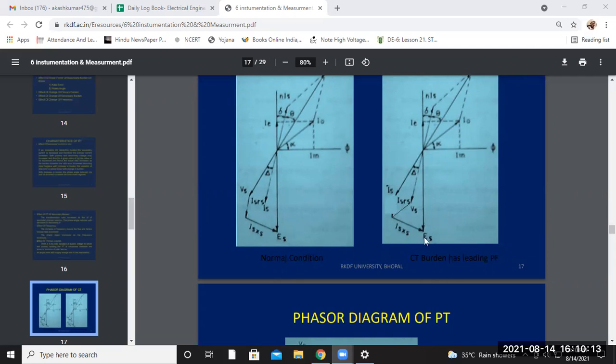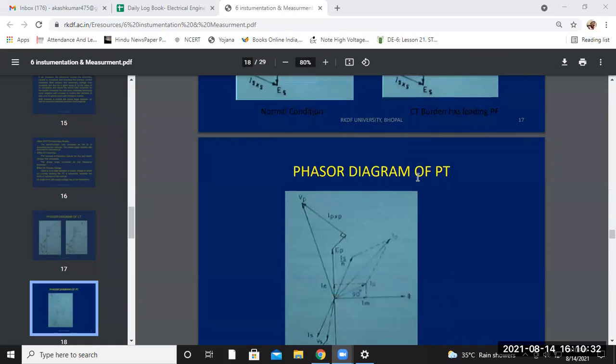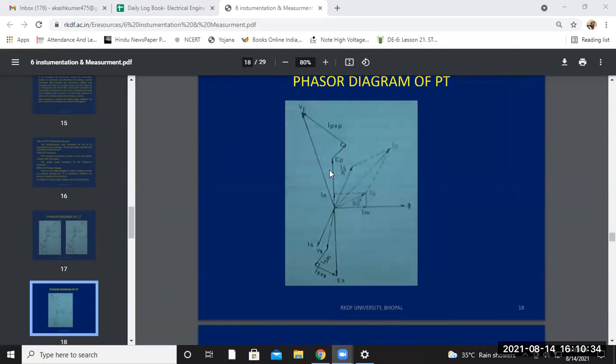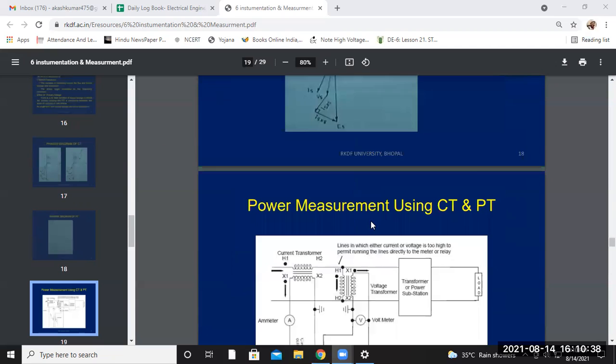This is the CT burden at a leading power factor. As you can see, this is the leading power factor, which means the secondary current IS leads the secondary voltage by an angle, let us say delta. Now the phasor diagram of the PT, the potential transformer, looks like this one.